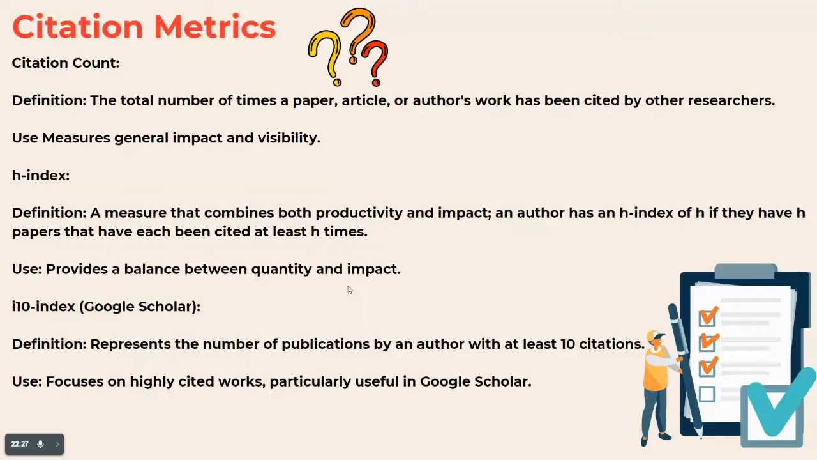Then sometimes you will see the i10 index, right? So the i10 index represents the number of publications. Let's say i10 equals 50.